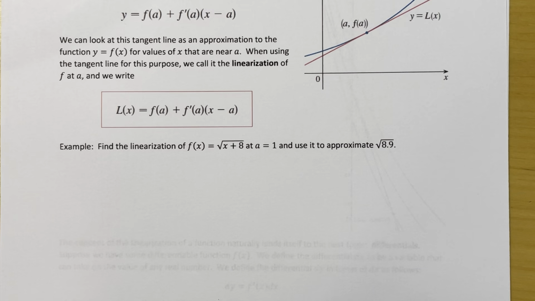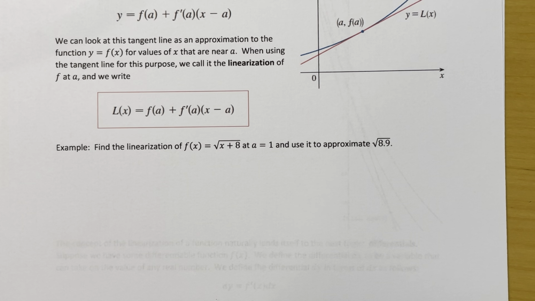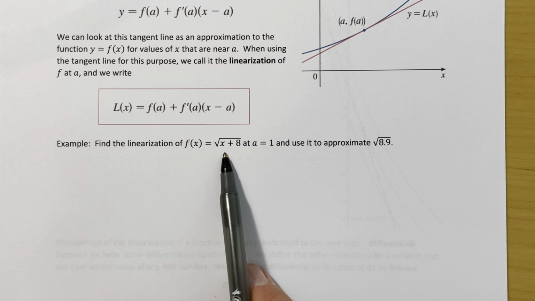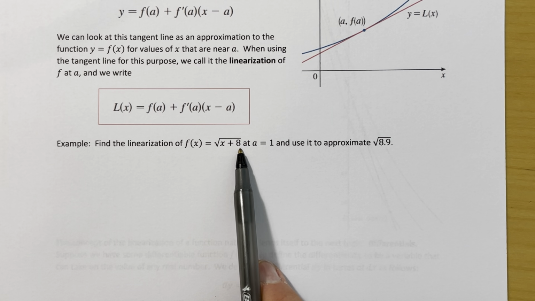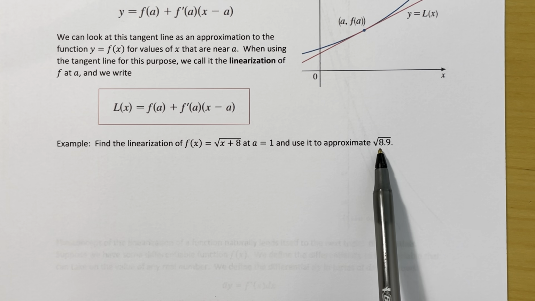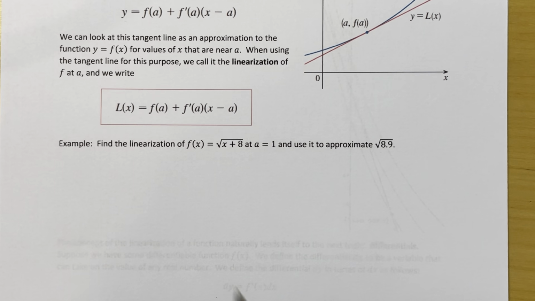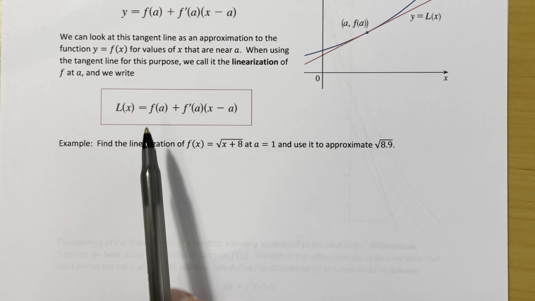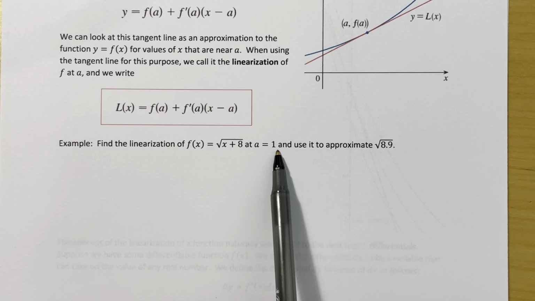So let me see if we can come up with an application of this. I want to find the linearization of f of x equals the square root of x plus 8 at a equals 1. And I want to use that to approximate the square root of 8.9. So the first thing we're going to do is use this formula for the linearization, but for a, we're using 1.